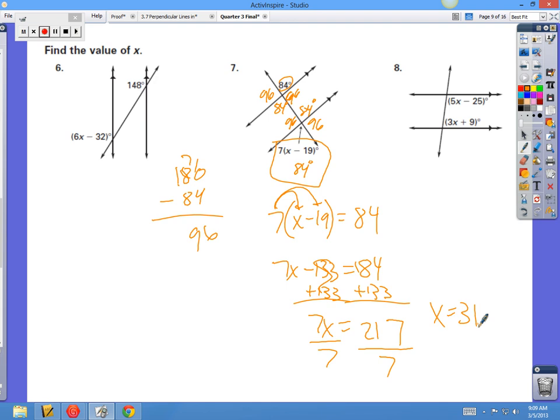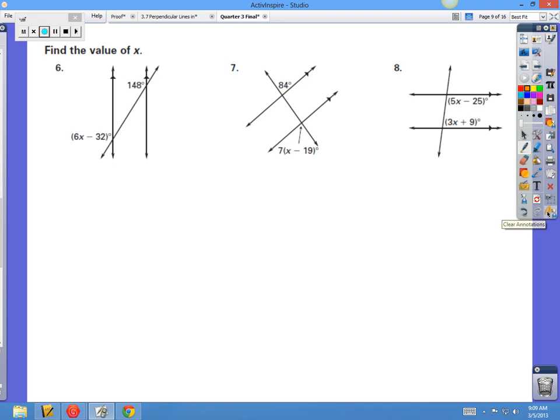Alright, number 8. This is quite a bit different than 6 or 7. It's a little more challenging. So 8, I would do this. You got to figure out if those angles are supplementary or are they congruent. Make up your own. Let's say that's 100. Let's say that's 80, because those are such easy numbers.